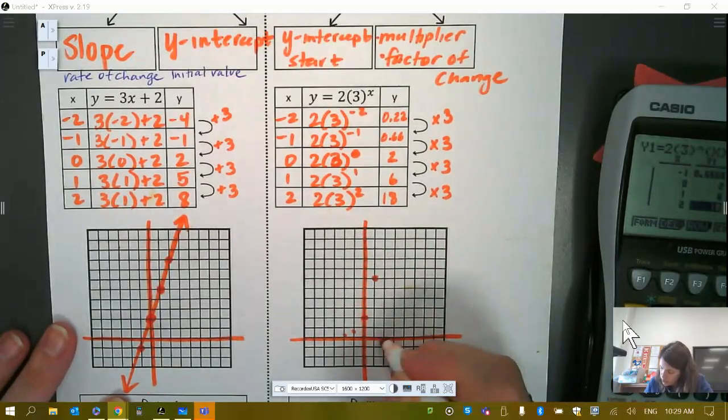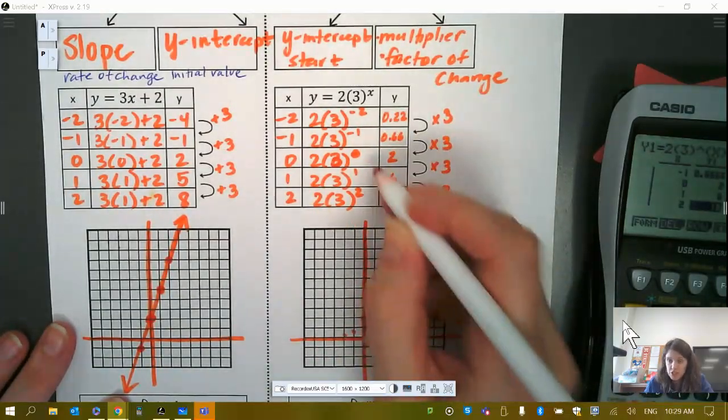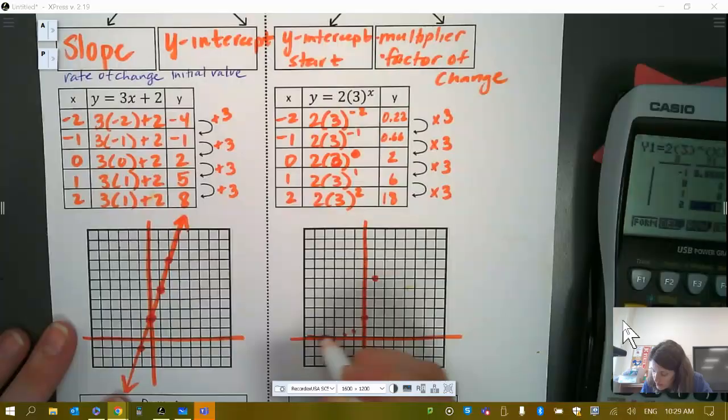And then 2, you're going to notice already 18 is not going to fit. It will be way up here because, as exponential equations do, they go up really fast.